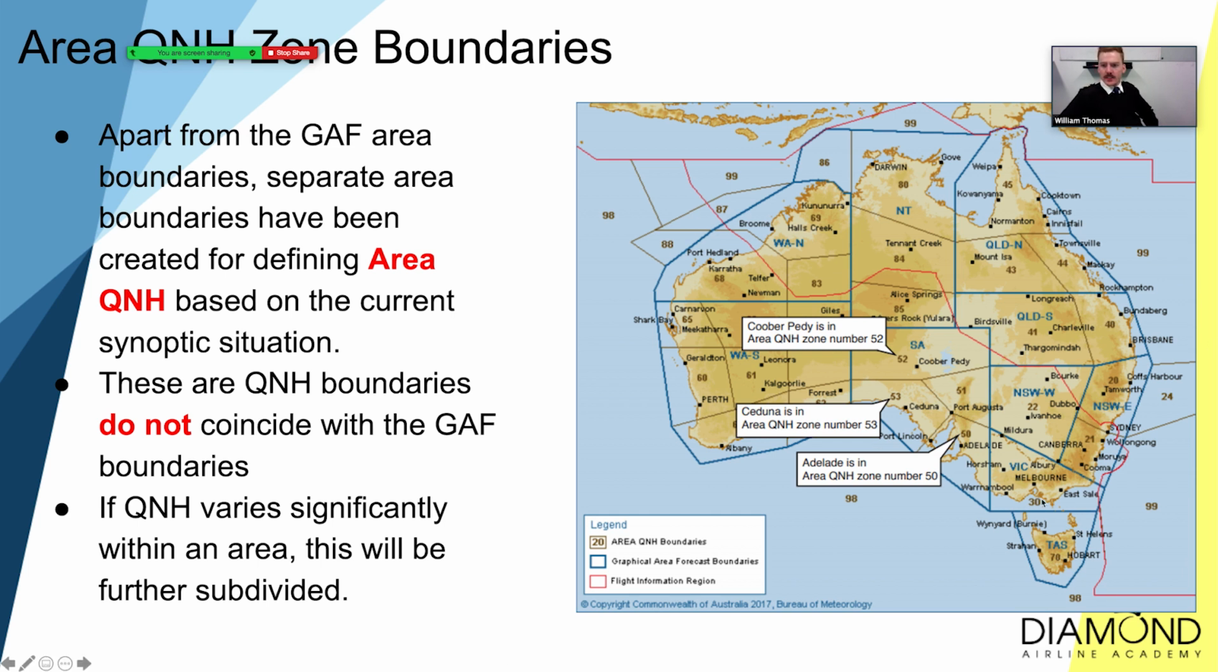All right, for instance, area 50 is bound by this region where my cursor is. That's area 50. So the area QNH in there will be an average of all the local QNHs and must not vary by more than 5 hectopascals from those local QNHs.